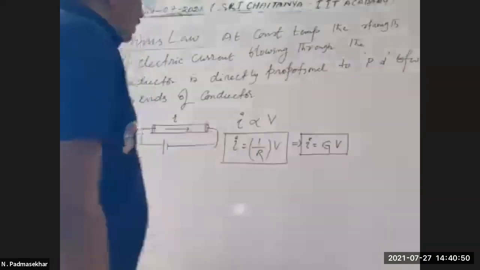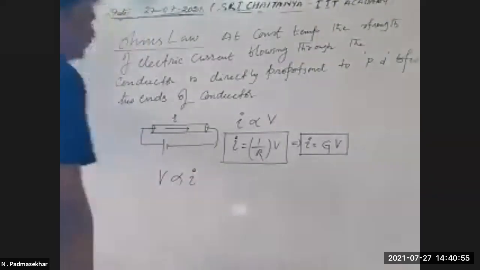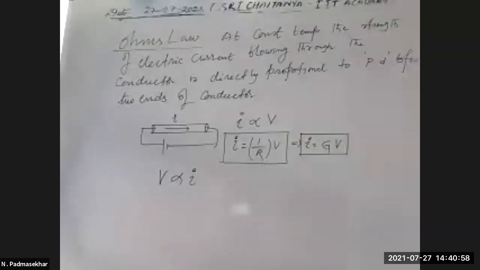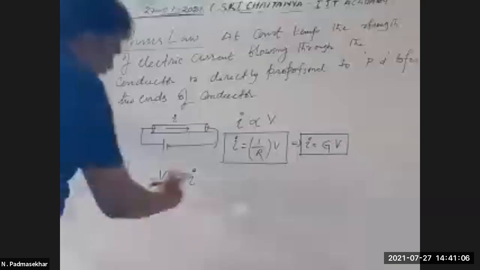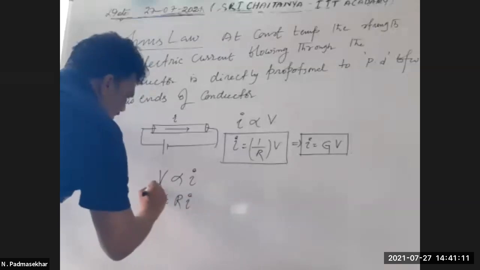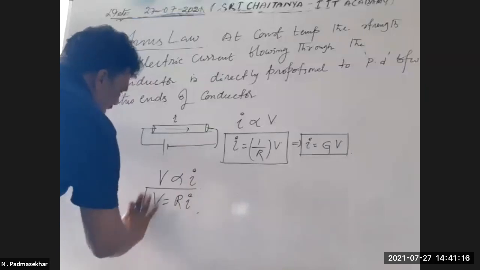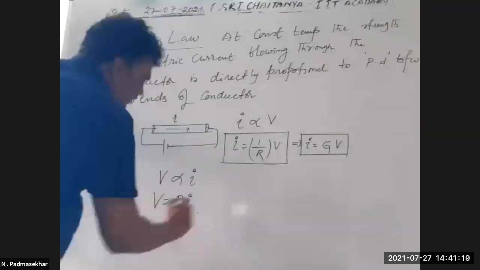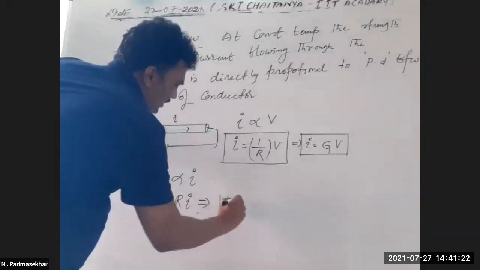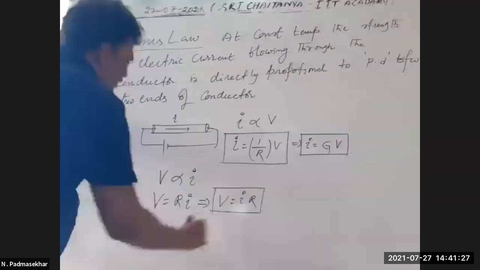And one more, we have to write here. V is directly proportional to I also. The potential difference between the two ends of the conductor is directly proportional to the strength of the electric current. So V is directly proportional to I, V is equal to some constant R into I. So V is equal to IR, current into resistance. This we call Ohm's law.